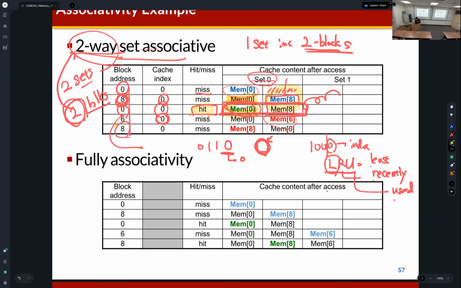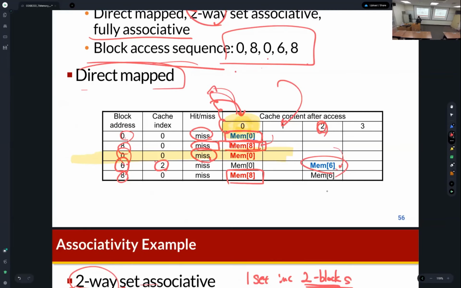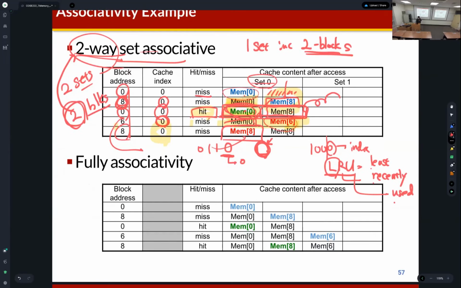Okay, and then A is not found, and the index number is also 0. So again we need to decide which block to evict. In this example, memory block 6 is recently used, so memory block 0 is evicted, and then memory block A is allocated in this cache set. Compared to the direct map cache, where all accesses are misses, in the two-way set associative cache we can find one hit. And then the fully associative cache does not have sets.